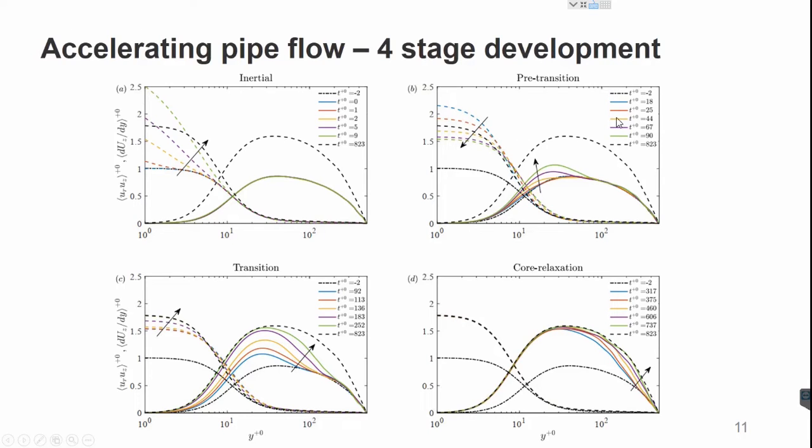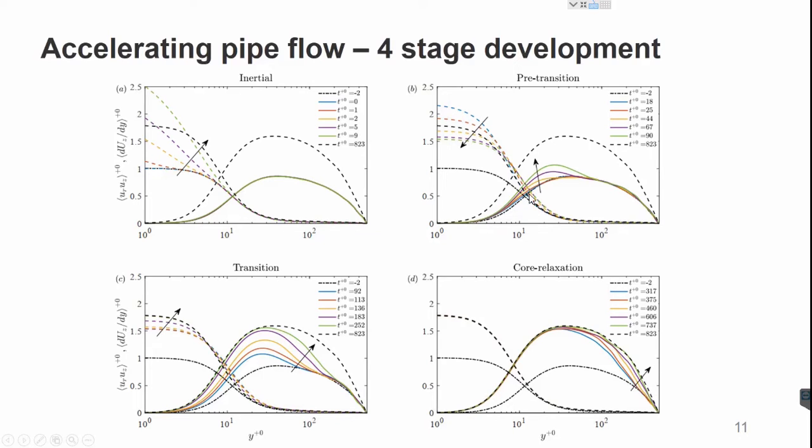Then we have the second stage called pre-transition. The pre-transitional stage is consistent with the observations by He and Seddighi, where we had a decay in the skin friction coefficient, and we can see that here. The blue color is the time where the pre-transitional stage starts, and the green color is when the pre-transitional stage finishes. Basically, we have a decay in the viscous shear stress close to the wall, and it even undershoots the initial steady state.